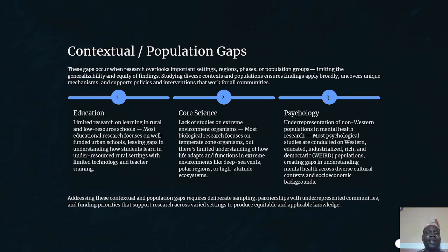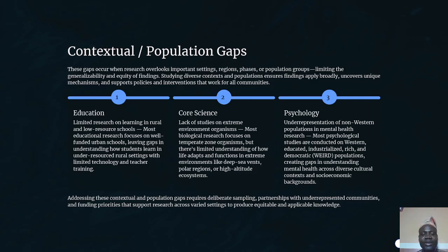For instance, if all the things that have been done around AI in education are in the urban school, rich school, and the elite school, and we have nothing that is done in the area of schools that are in the inner city, then your contextual population gap could actually be focusing on that rural setting.